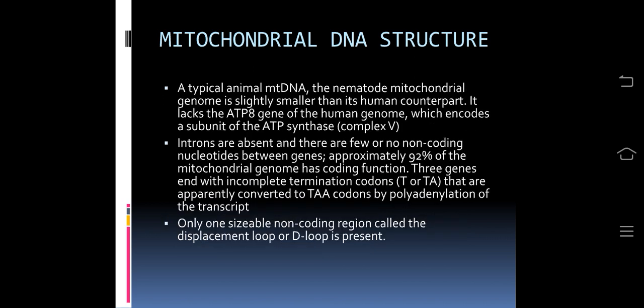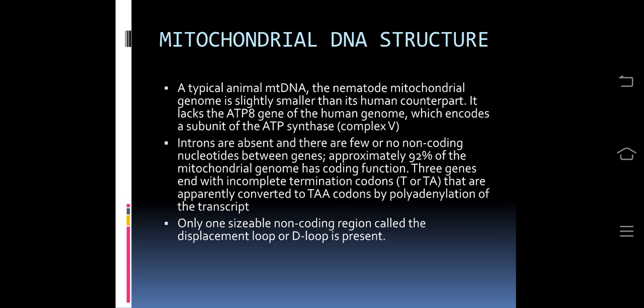Mitochondrial DNA structure. A typical animal mtDNA, the nematode mitochondrial genome is slightly smaller than its human counterpart. It lacks the ATP8 gene of the human genome, which encodes a subunit of ATP synthase complex 5. Introns are absent and there are few or no non-coding nucleotides between genes. Approximately 92% of the mitochondrial genome has coding function.